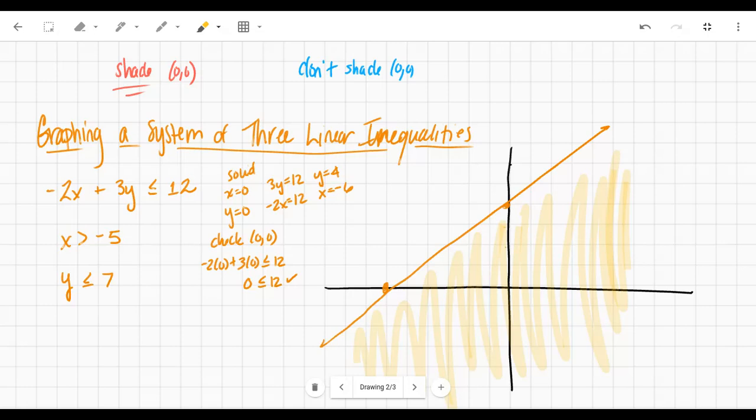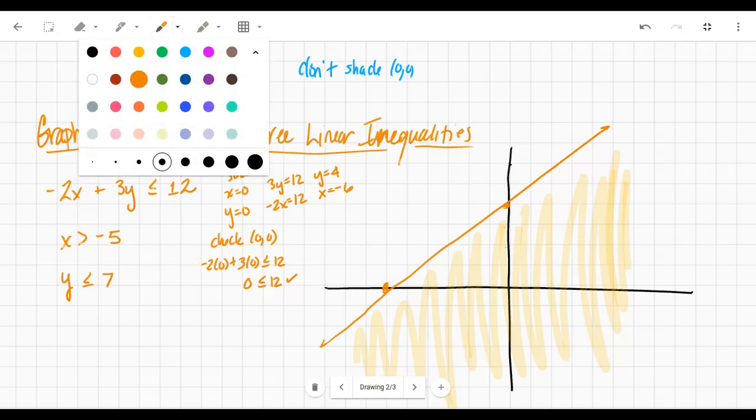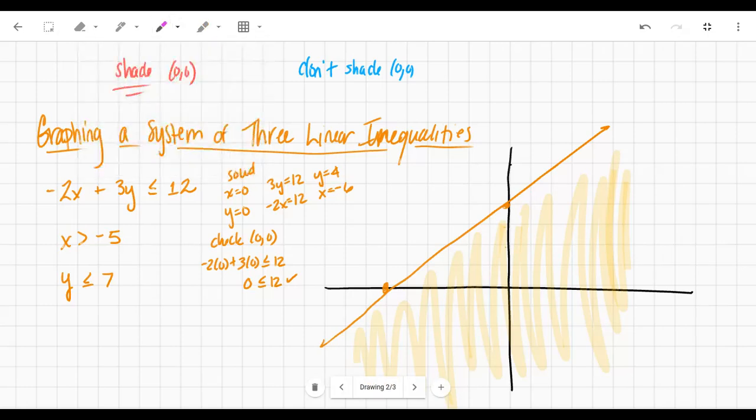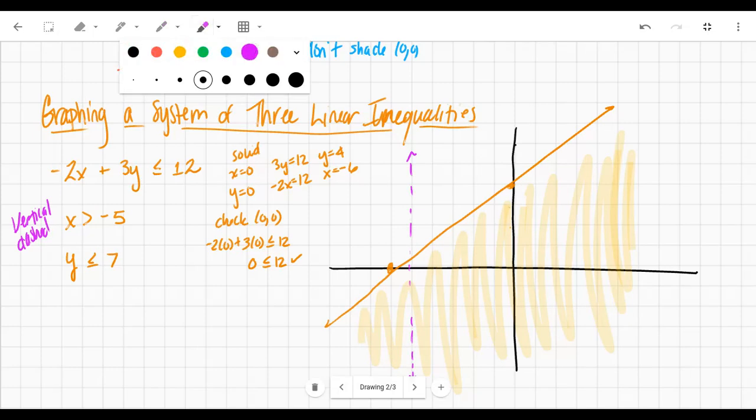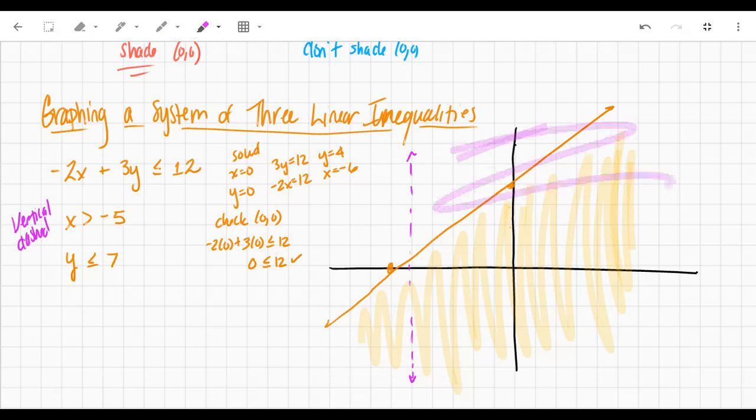Then for our x is greater than negative 5, we would get your horizontal line. I'm sorry, your vertical line, at x is negative 5. Okay, and we would do dashed. Like that. And x is greater than, so we would shade to the right, all the x's that are bigger than that.